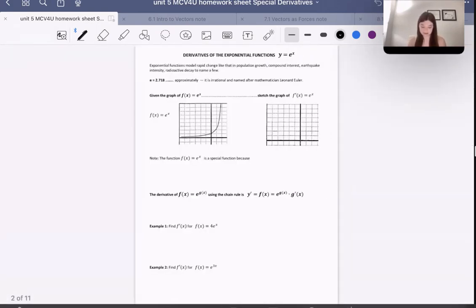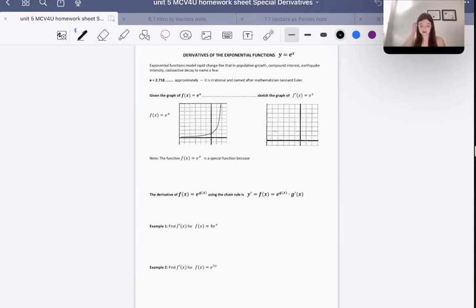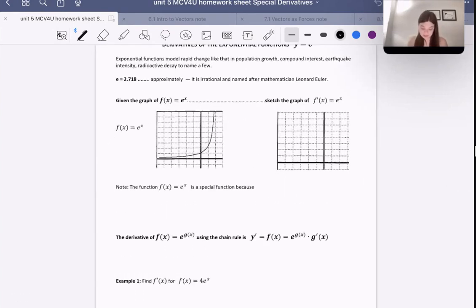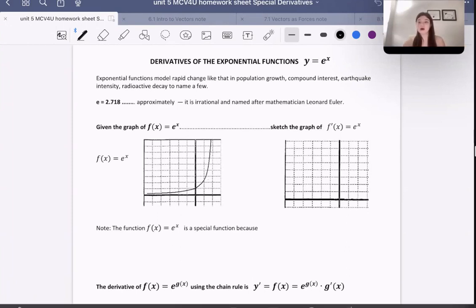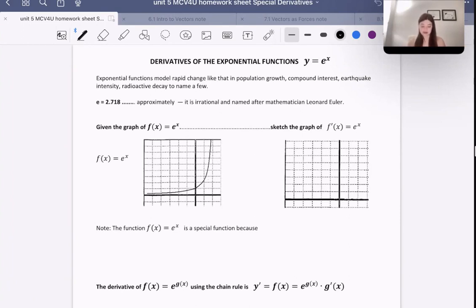Okay, so let's go ahead and start here. For today, we're going to be talking about derivatives of the exponential function y is equal to e to the power of x. Recall that exponential functions model rapid change like that in population growth, compound interest, earthquake intensity, radioactive decay, to name a few.